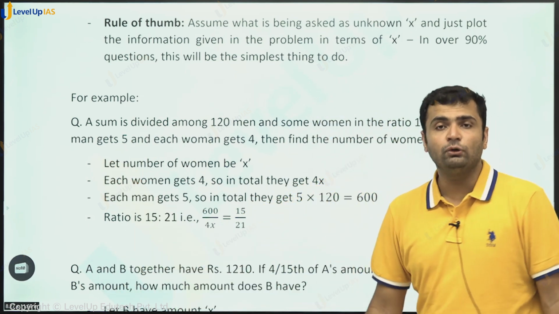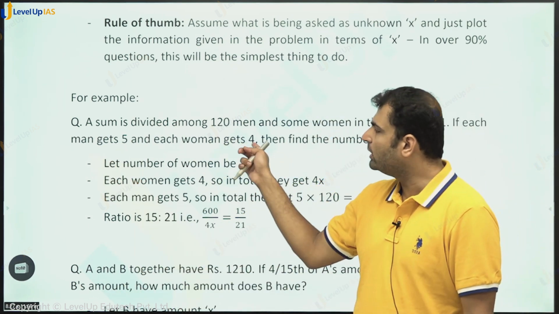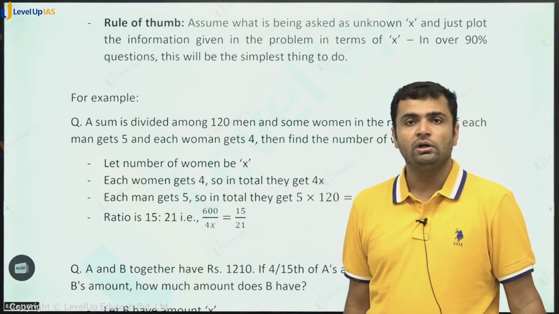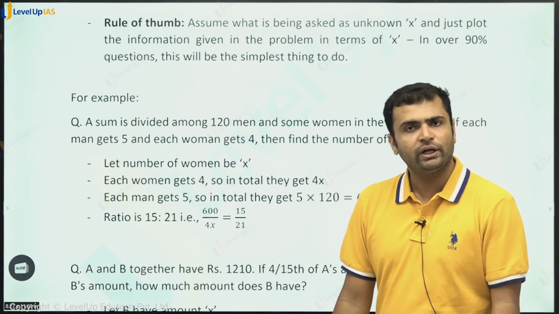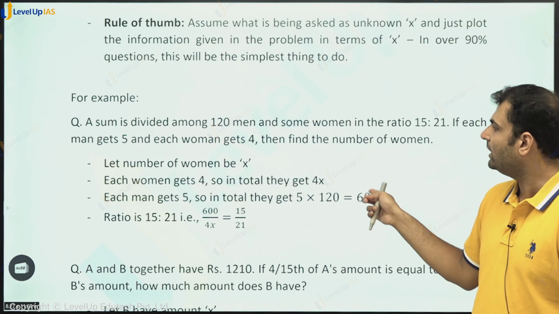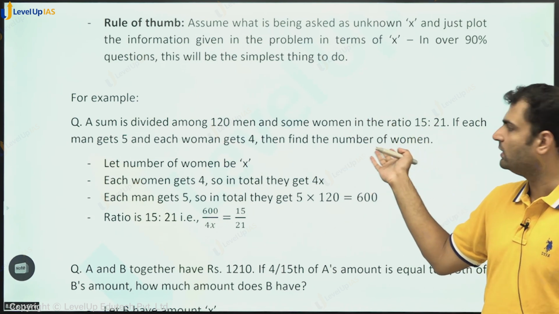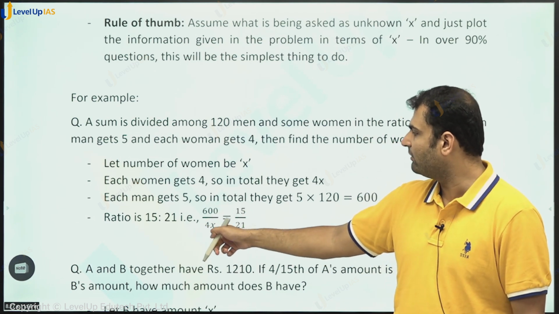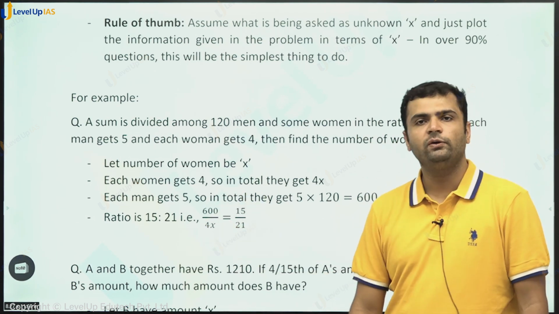And how much money will women get in total? Every woman gets 4, and there are x number of women. That is what we have assumed. So women total get 4x rupees. Total they get 4x, man get 600, and we are given ratio is 15 by 21. Just write it. Ratio is 15 by 21. That is 600 divided by 4x is equal to 15 by 21.